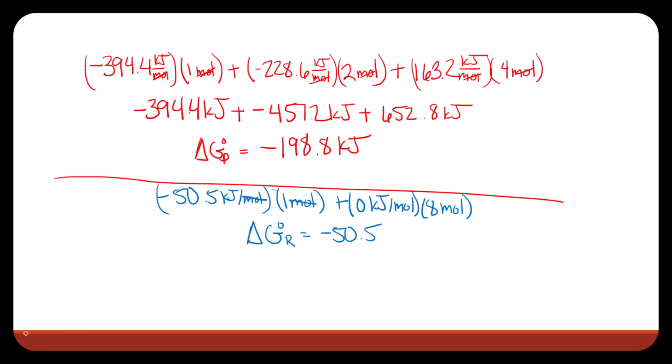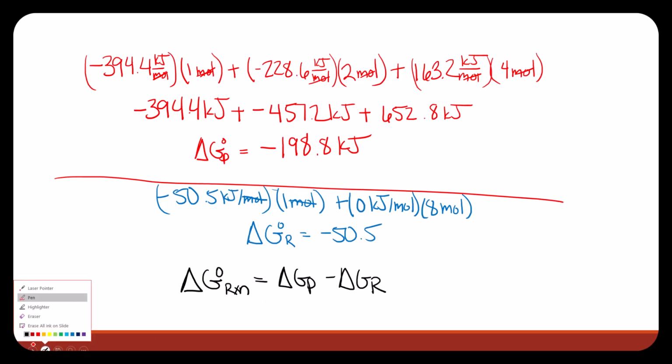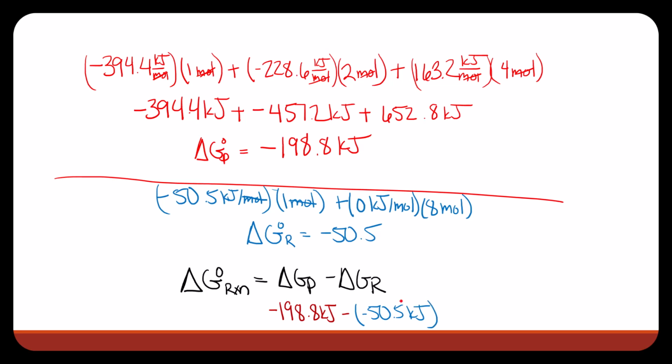Now, to finish this problem, we don't want to know what each of those are. We want to know what is the Gibbs free energy change for the reaction. So we're going to take the products minus the reactants. So we've got products are negative 198.8 kilojoules minus reactants are negative 50.5 kilojoules.